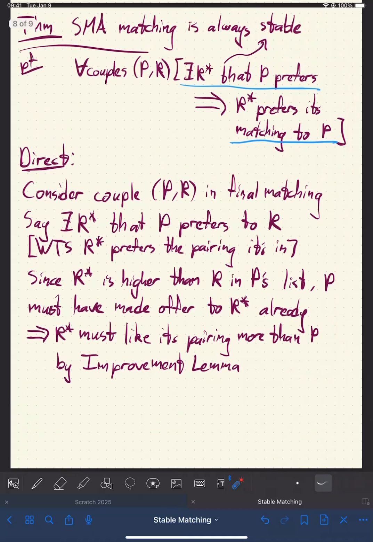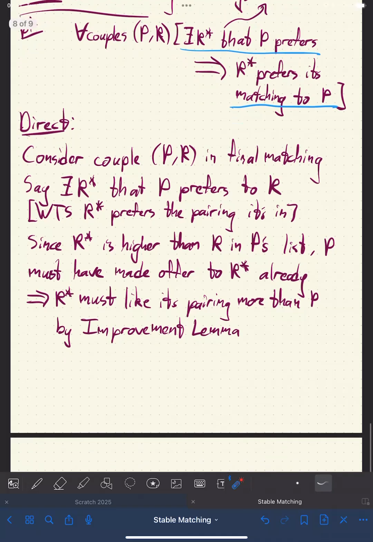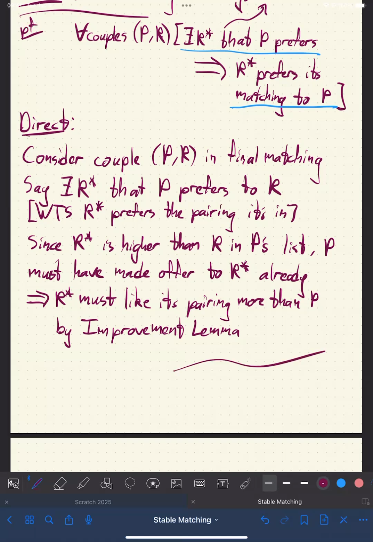This is the direct proof. And look how short it is now that we know the improvement lemma and that it always outputs a matching. Once we have these lemmas, they really do a lot of heavy lifting for us. So now we can say, yes, the stable matching algorithm does indeed output a stable matching. That's why we now call it the stable matching algorithm.